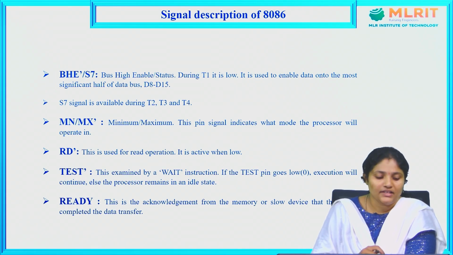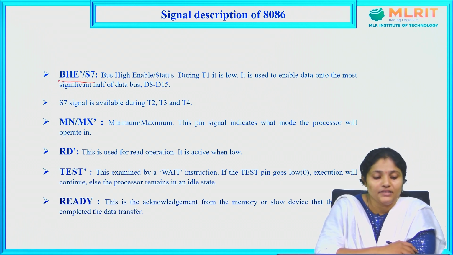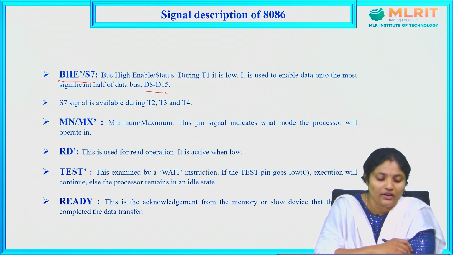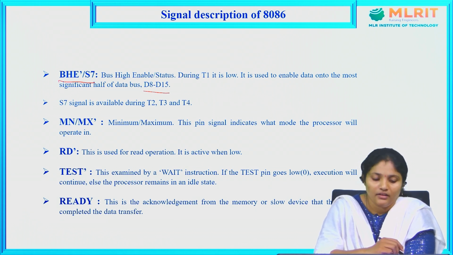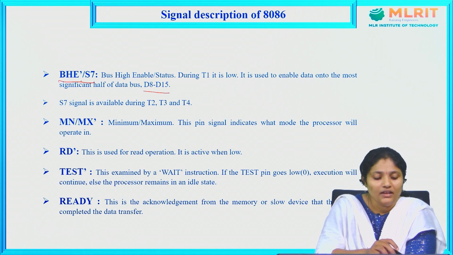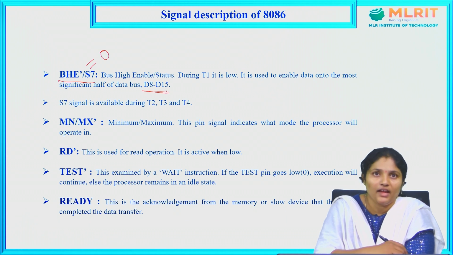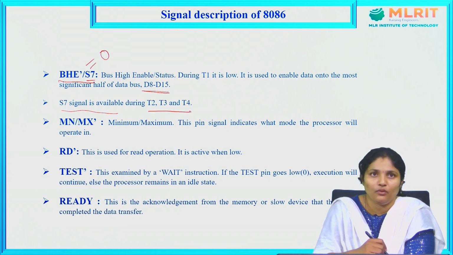Coming to the next pin, it is BHE bar or S7 pin. Here BHE bar is the bus high enable pin, where the higher order D8 to D15 bus will be provided. Higher order data can be accessed if we have bus high enable. As you all know, here it is BHE bar; the bar indicates it is a negative logic pin. So if BHE bar equals 0, then only the higher order bus can be accessed. Apart from that, the S7 signal is present in T2 to T4 states.